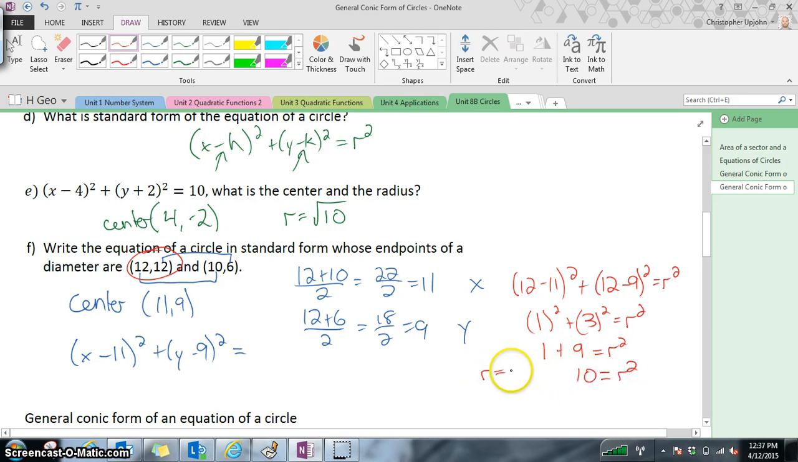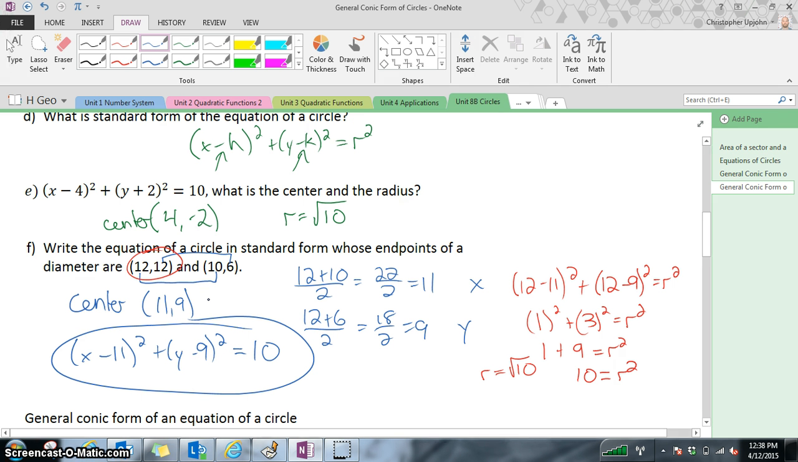Our radius would be the square root of 10, but again, in our equation, we want r squared, so it's 10. And that's how we find the equation of a circle in standard form when we are given the endpoints of a diameter. Find the center first, then we find the length of the radius.